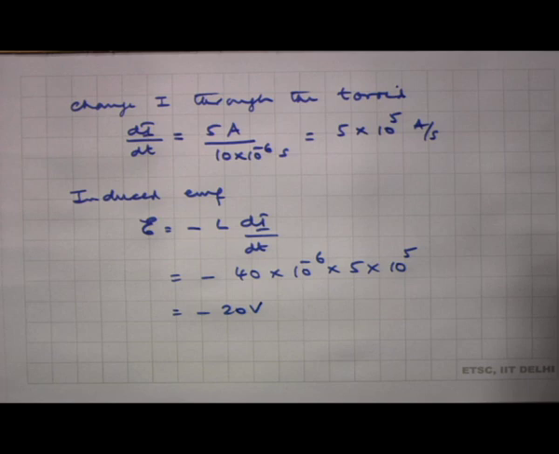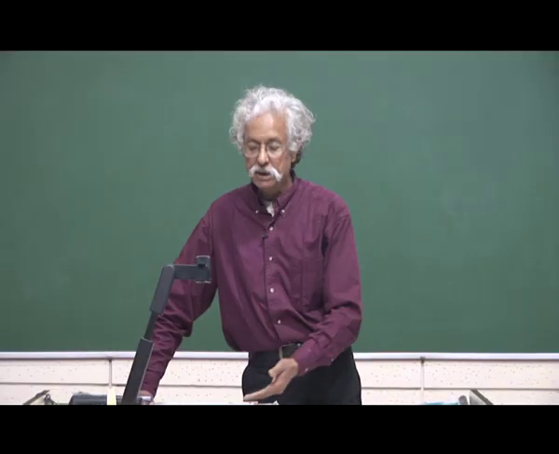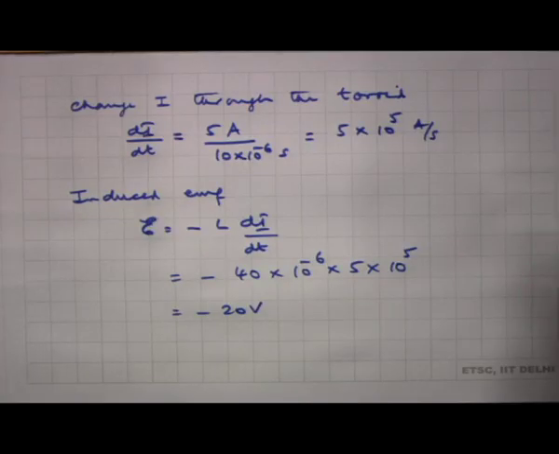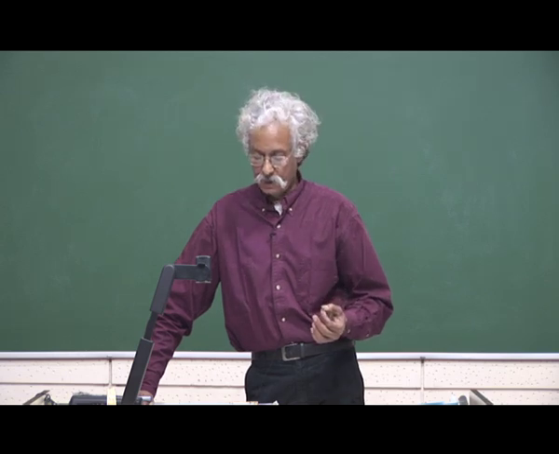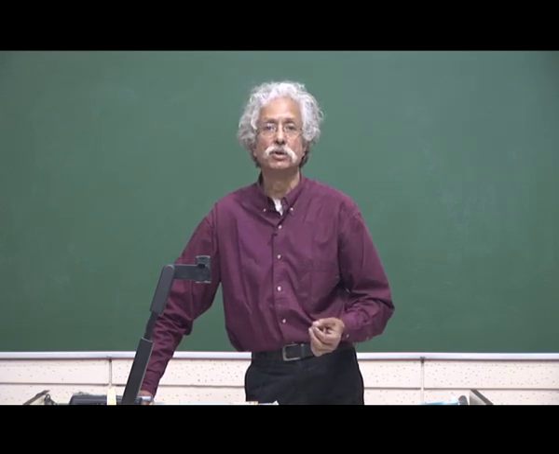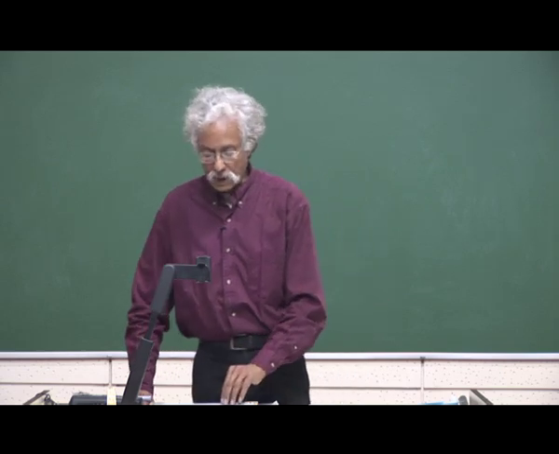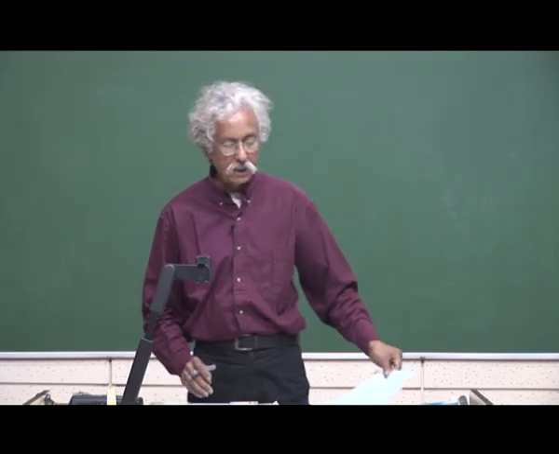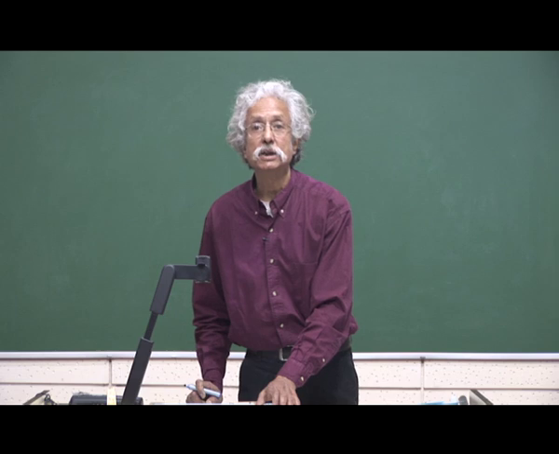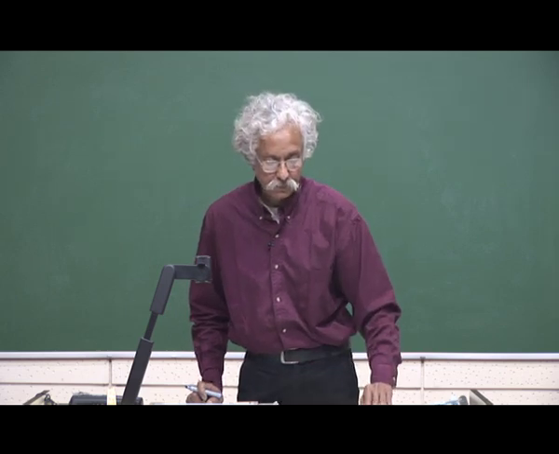So, you will generate an induced EMF of 20 volts across the toroid if you change the current at the rate of 5 amperes in 10 microseconds, and depending on the resistance of the toroid, this induced EMF will generate a current in the toroid. One can calculate the kind of current that is generated once I know the resistance of the coil of the toroid.